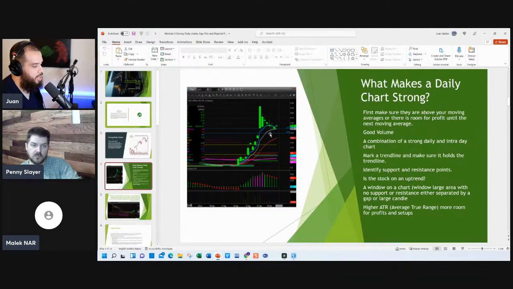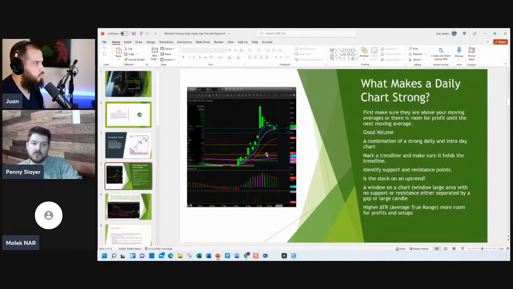And as long as that trend line holds, then you should stay in the trade yourself. If that trend line breaks, then maybe that's where you want to start taking resistance. You want to identify points of support and resistance here.